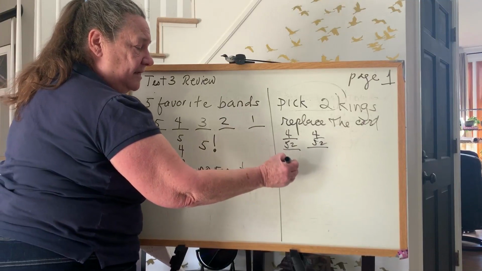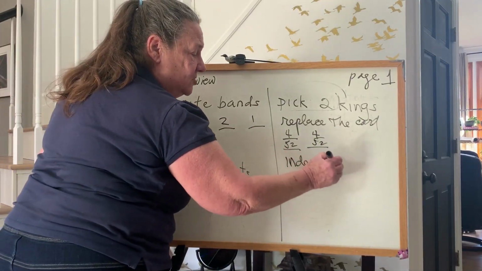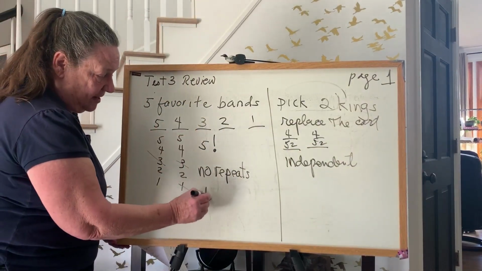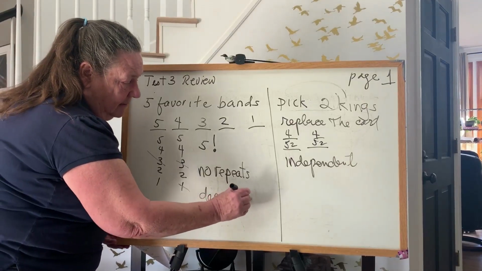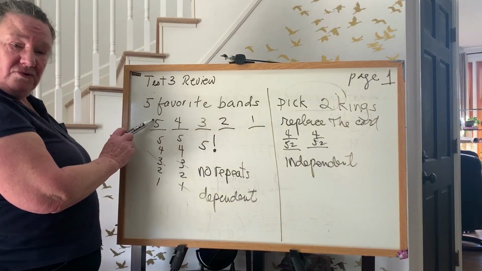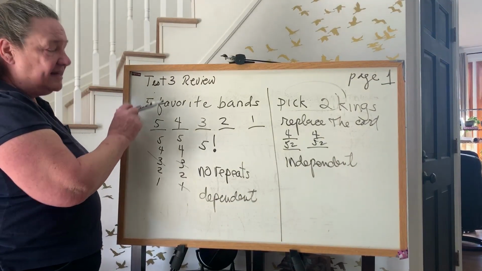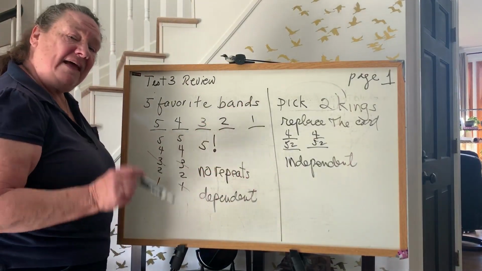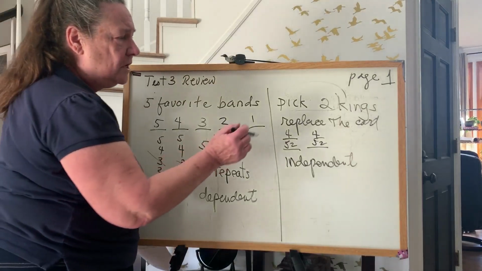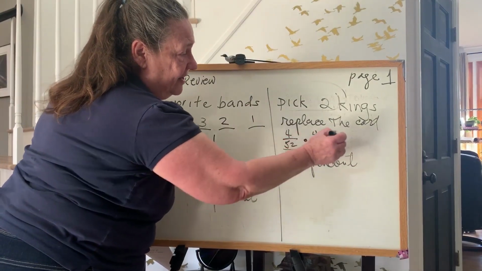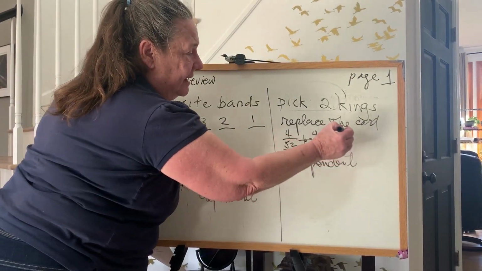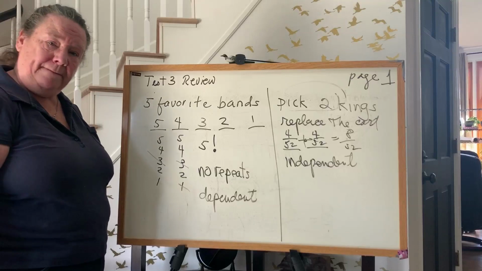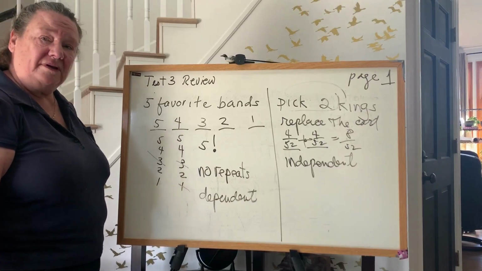This is an independent situation because I replaced it. This is a dependent situation because I didn't replace it. This is the Motown, this is the Temptations, and I didn't put them back in the mix, so they can't be here as well. Okay, independent and dependent. That was a question on quiz 9. So this one, I'm sorry, let me finish it, is 8 out of 52. Okay? All right, let me erase the board and get ready for another set.